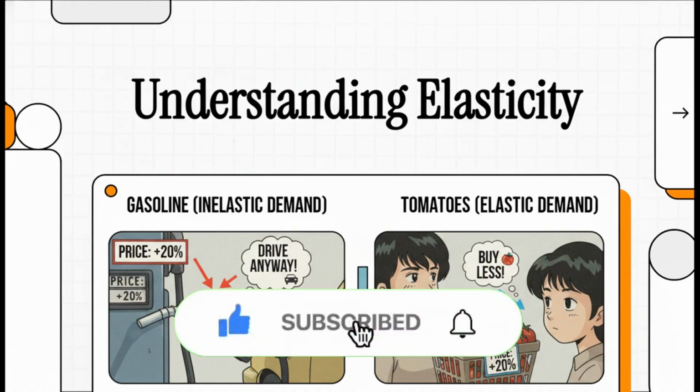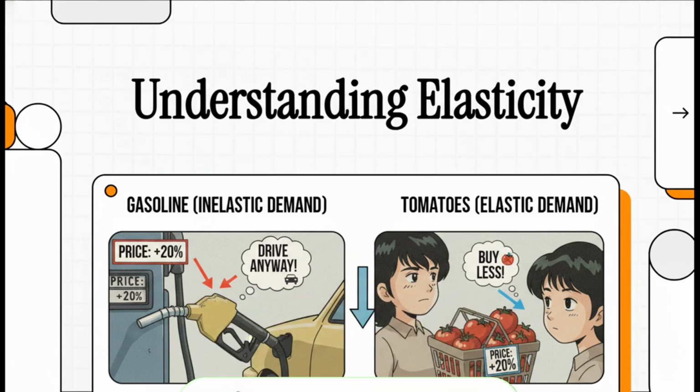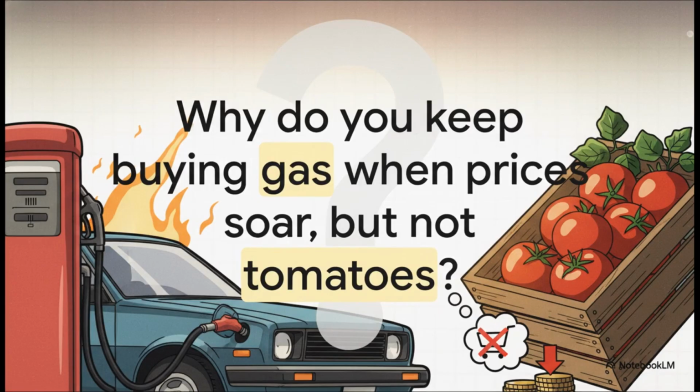And today, we're getting into something that's behind pretty much every economic choice you make, every single day. It's called elasticity. All right, let's kick things off with a little puzzle. I'm sure you've been here before. The price of gas shoots up, you groan about it, but you still fill up the tank. But if the price of tomatoes suddenly goes through the roof, you're probably just going to grab cucumbers instead for that salad, right? So what's the economic secret behind these two completely different reactions?